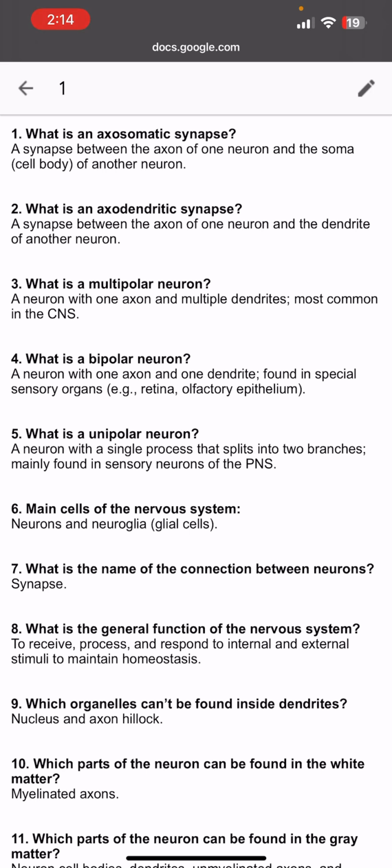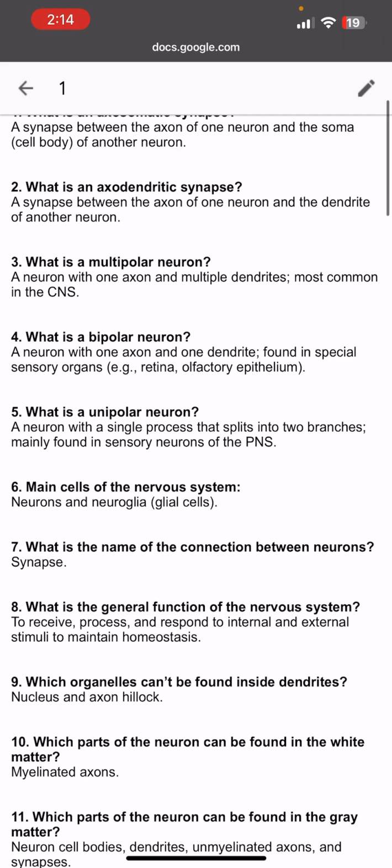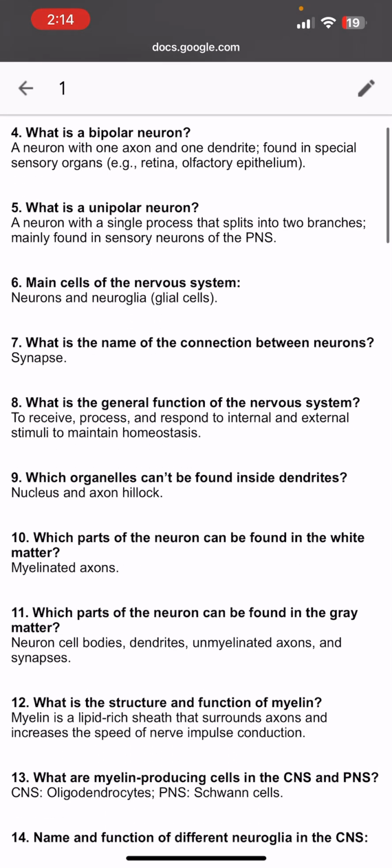What is a multipolar neuron? A neuron with one axon and multiple dendrites, most common in the CNS. What is a bipolar neuron? A neuron with one axon and one dendrite, found in special sensory organs, such as the retina and olfactory epithelium. What is a unipolar neuron? A neuron with a single process that splits into two branches, mainly found in sensory neurons of the PNS.